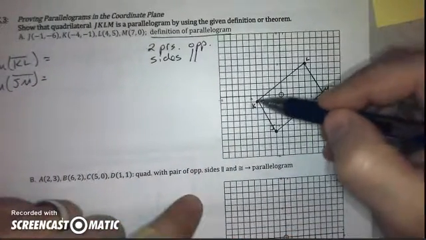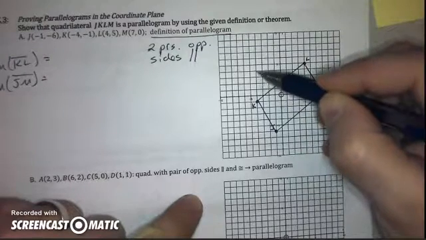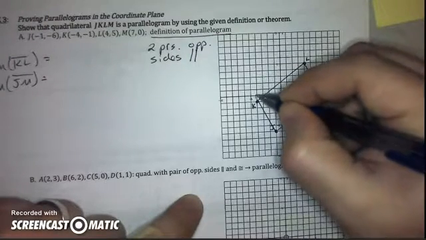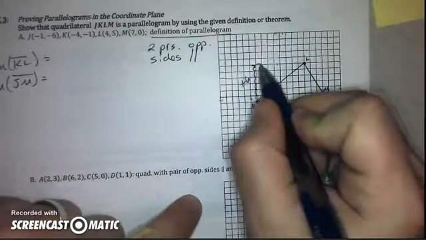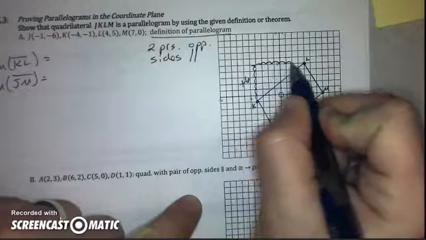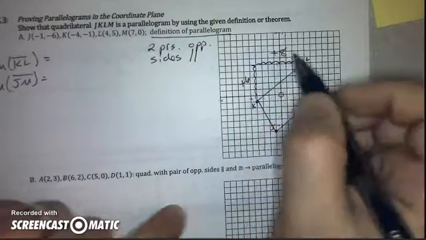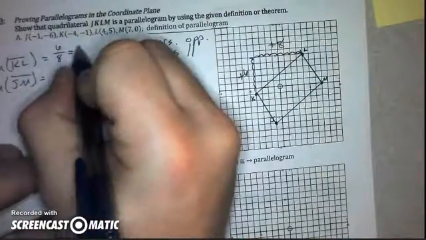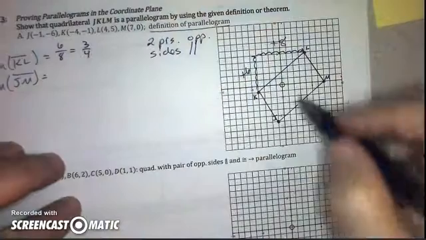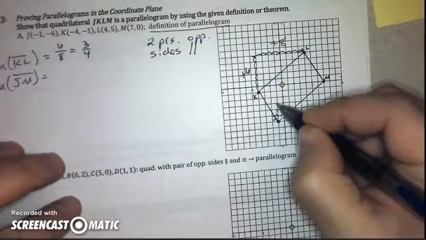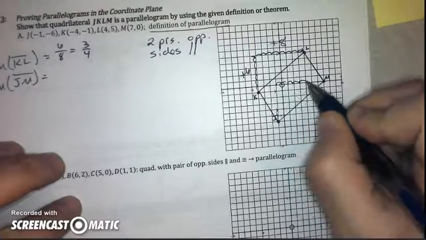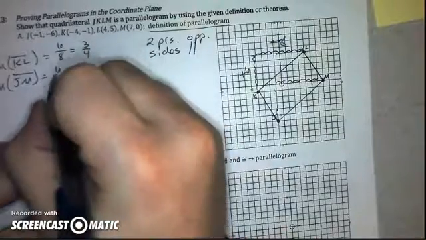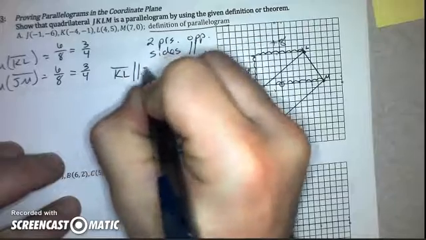So from KL, we go up 1, 2, 3, 4, 5, 6 for a rise, and the run is 1, 2, 3, 4, 5, 6, 7, 8. So that's 6 over 8, which is 3/4. Want to try the same thing for JM. 1, 2, 3, 4, 5, 6 for the rise again, and 1, 2, 3, 4, 5, 6, 7, 8 for the run again. 6 over 8 is also still 3/4. So we can say KL is parallel to JM.